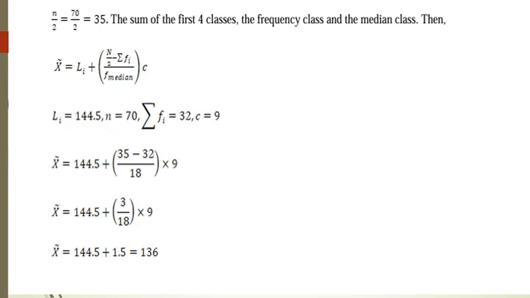So our lower class boundary is 144.5. Our n is 70. Our sum of Fi is 32, and our class width or class size is 9. Then when we put all these things in our formula, at the end of the day, we get 136.